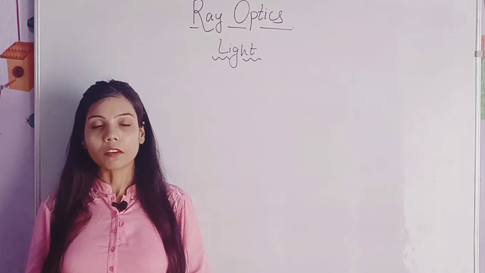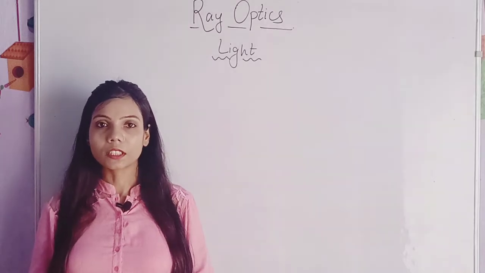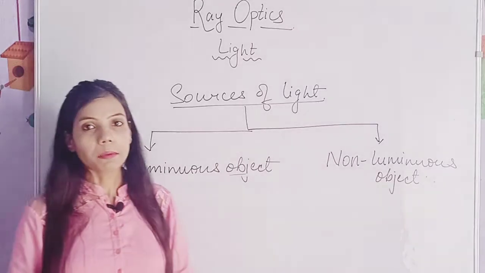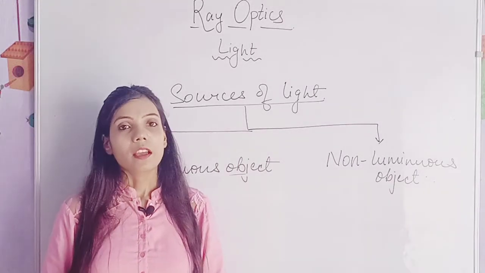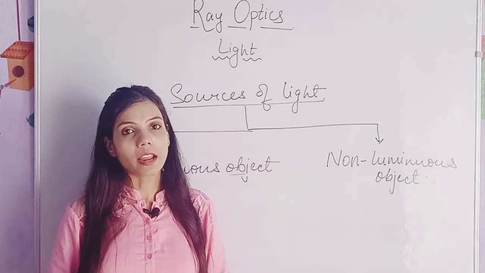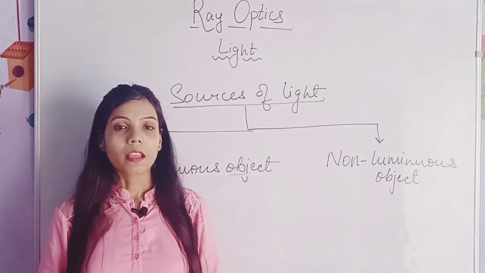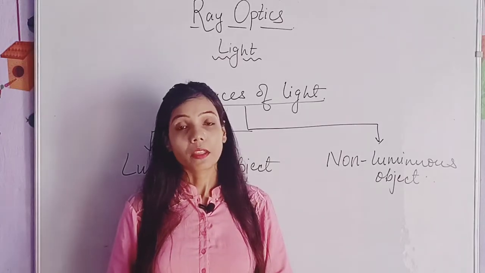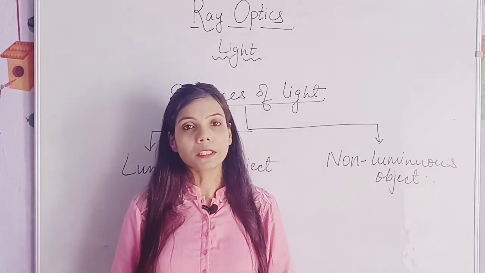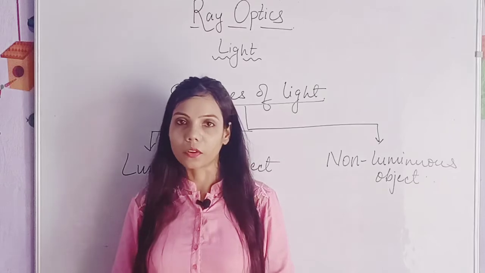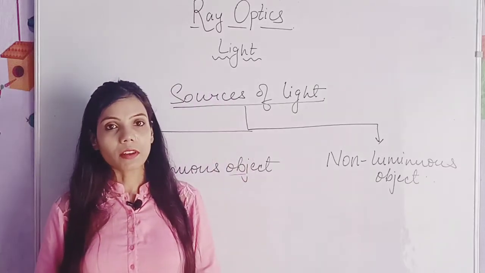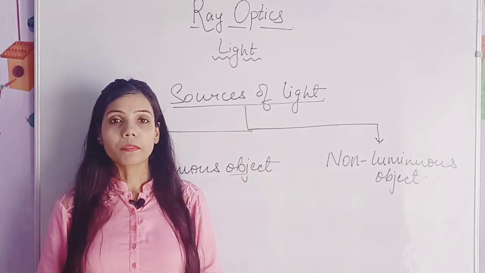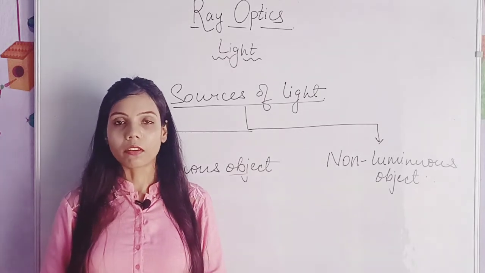Now let's talk about first of all how many sources of light there are. So here we have sources of light. Depending upon the types of objects, we have categorized the sources of light into two types. So here we have luminous objects and non-luminous objects. Most of the objects which are visible to us do not have their own light, and they mainly reflect the light of other objects. For example, during daytime, most of the things are visible to our eyes.